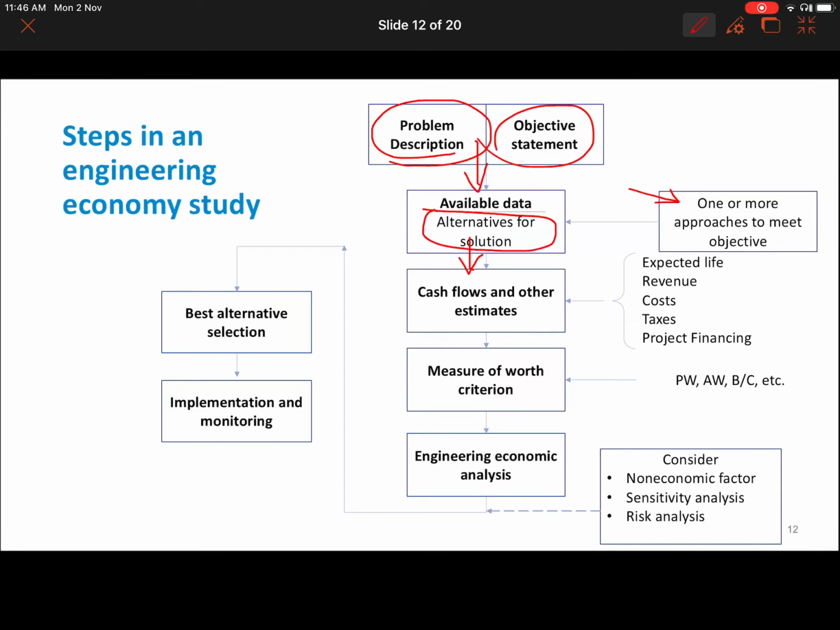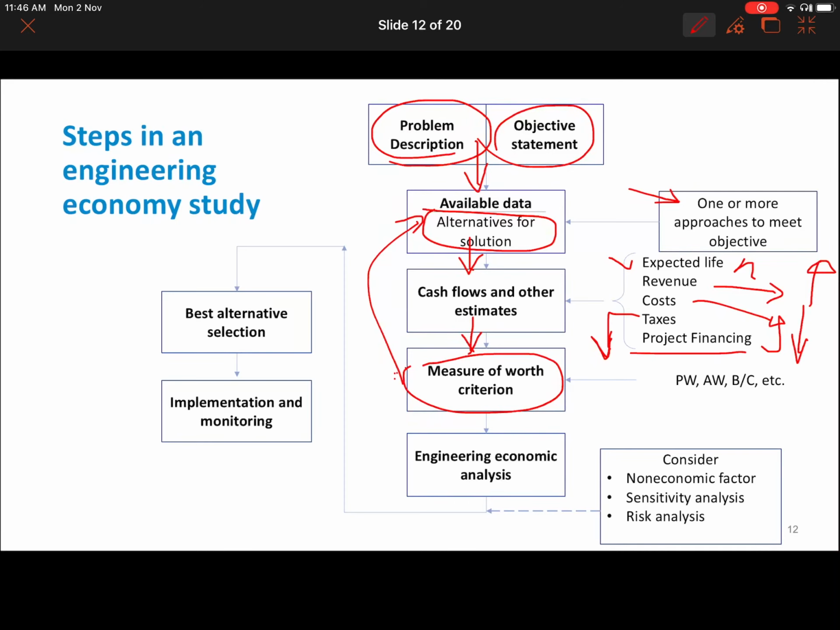The cash flow usually contains expected life, so N number of years, revenue, how much will you gain, cost, how much will we pay, taxes, how much will we pay to the government, and project financing, like labor cost and documentation and all of this. This is financing for the project. Then, once you make the cash flow, you draw the cash flow, you have some measures of worth. You start to compare between the alternatives, so you select your measure of worth.